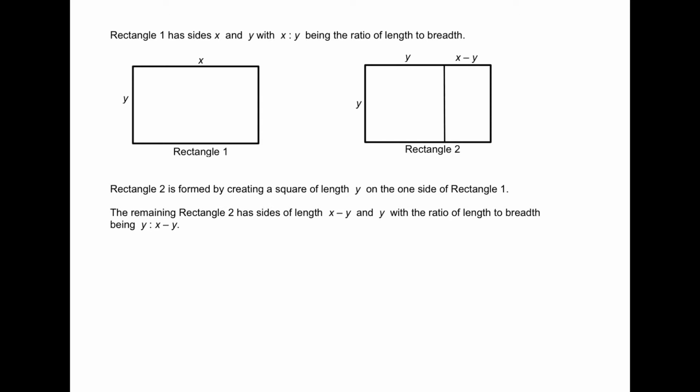Rectangle 2 is formed by creating a square of length y, and then the remaining part, with the ratio of length to breadth being y to x minus y. Because the original length was x and we make up a square of length y, the new length that we've partitioned here will be x minus y. So the new ratio is y to x minus y. Just to be clear, it's the ratio of length to breadth.